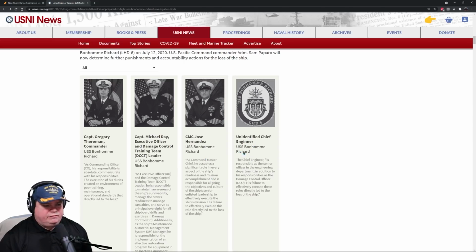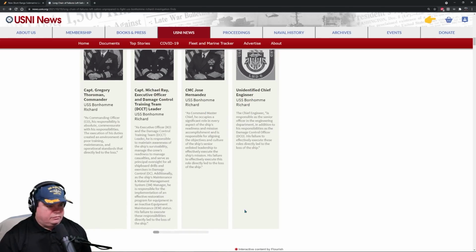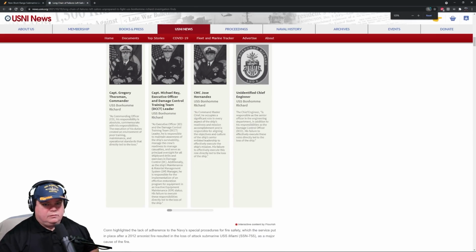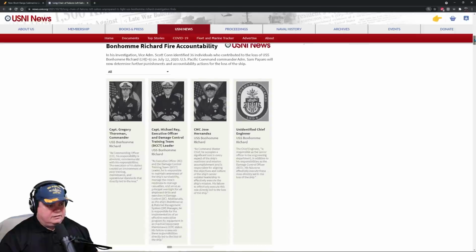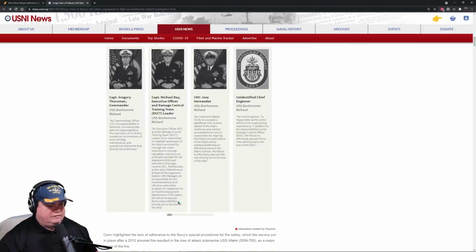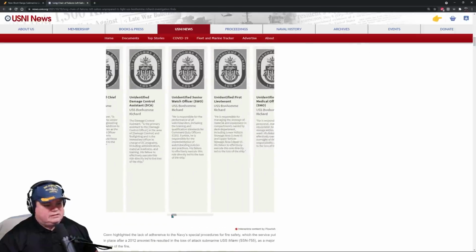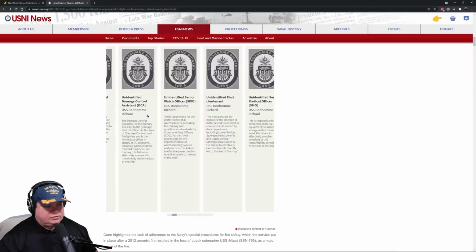An unidentified chief engineer on board the Richard, and we're going to go through this. I'm going to try and get their faces in here if I can. Maybe we can, we'll do that. I want you guys to see the faces of the people who are being accused here. So basically the entire chain of command, from the damage control assistants to the senior watch officer, an unidentified first lieutenant. Now I need to explain this.